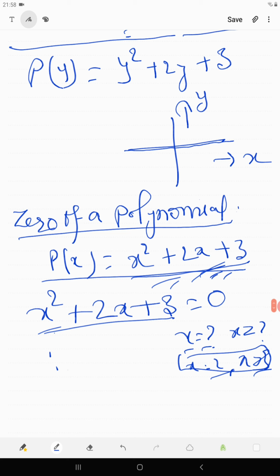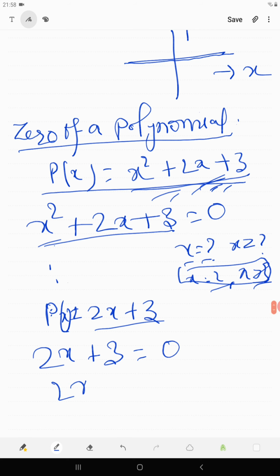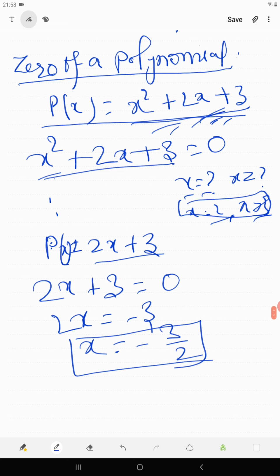So similarly, if it is a linear equation, p(x) equals, suppose, 2x plus 3, at what value does this right hand side become 0? What is the zero for this polynomial? Simply equate the right hand side with 0 and get the value. Here, if you know basic algebra, we can solve it. So 2x equals minus 3, x equals minus 3 by 2. So this is the zero for this polynomial, p(x) equals 2x plus 3.